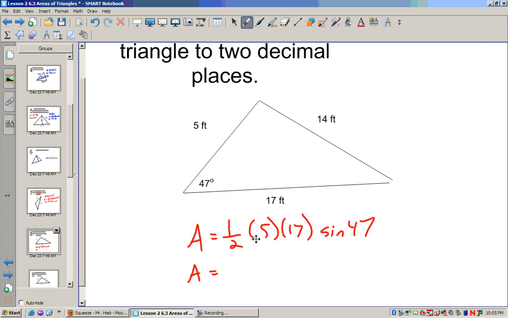So if we put this in here, 0.5 times 5 times 17 times the sine of 47, that's 31.08. And that's going to be feet squared.